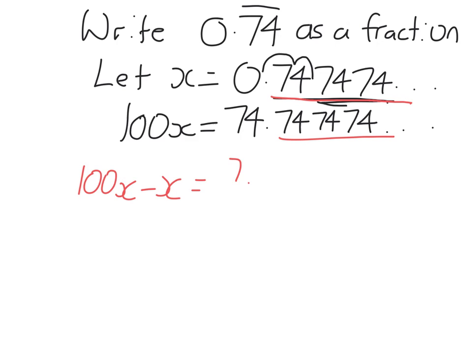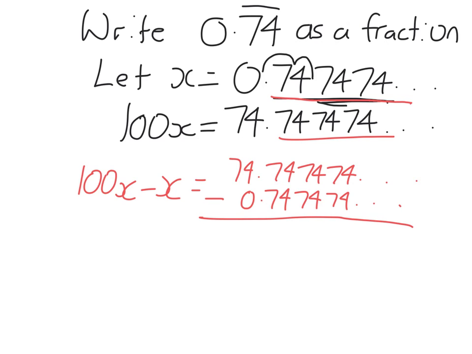So I've got 74.747474 going on forever, and I'm going to subtract 0.7474 and so on. Okay? So if I subtract them, I get 4 minus 4 is 0, 7 minus 7 is 0, 4 minus 4 is 0. The zeros keep coming, and then I get 74 minus 0 is just 74, right? So I don't need to write all these zeros after the decimal point. I can just get rid of them. So if I subtract this number here from this number here, I get 74.